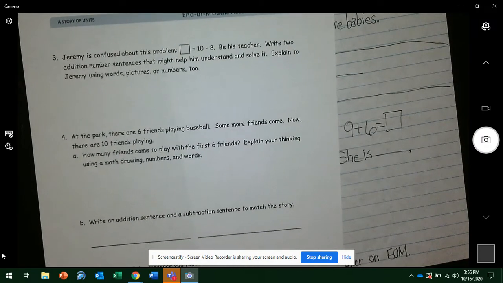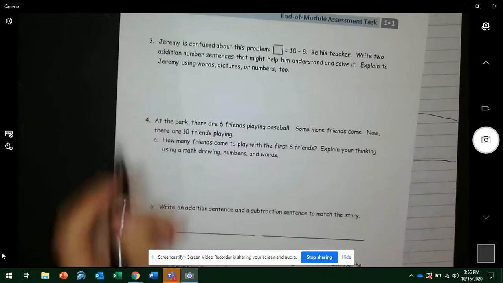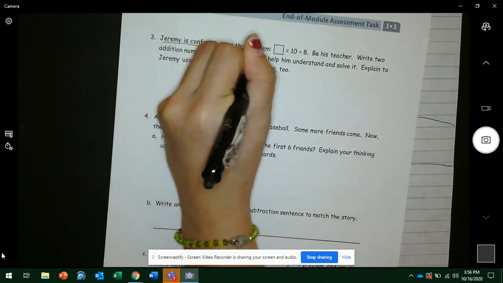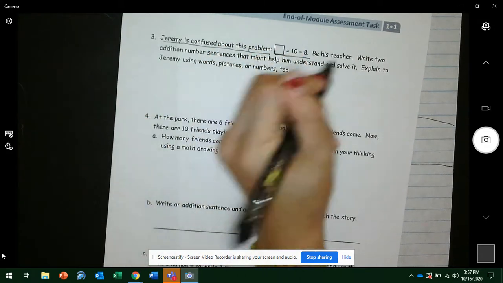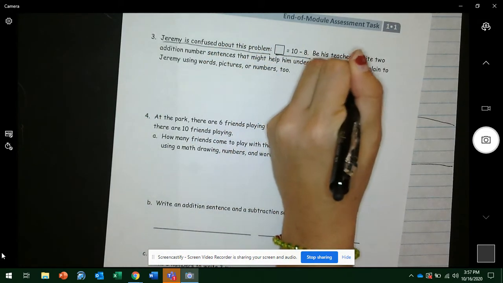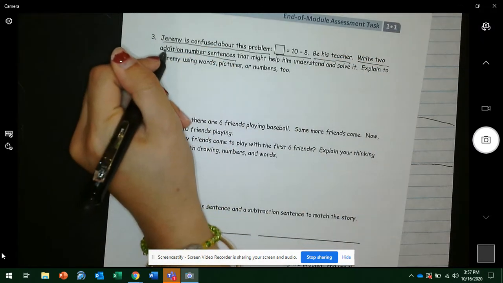Now we're moving to question 3. Question 3 reads, Jeremy is confused about this problem. Blank equals 10 minus 8. Be his teacher. Write 2 addition number sentences. What do they want you to write?